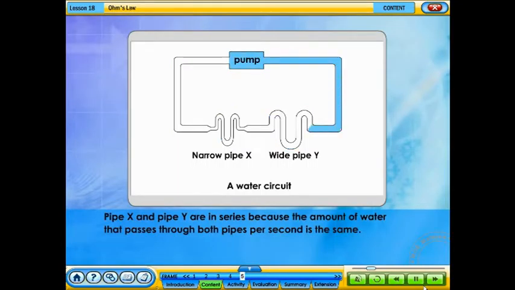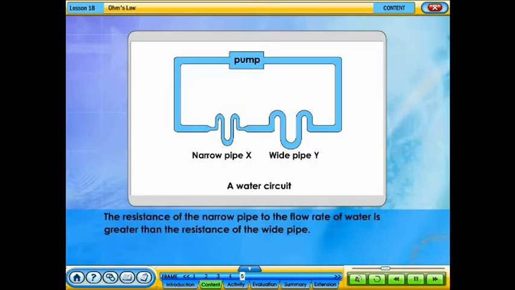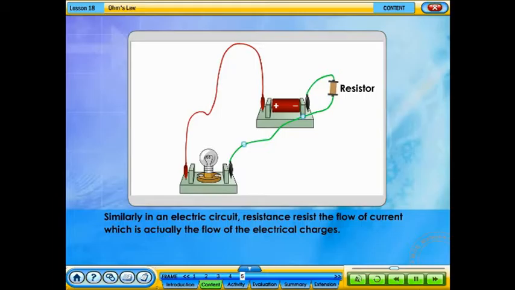Pipe X and pipe Y are in series because the amount of water that passes through both pipes per second is the same. Compare the narrow pipe X with the wide pipe Y. Which of the pipes has greater resistance to the flow rate of water? The resistance of the narrow pipe to the flow rate of water is greater than the resistance of the wide pipe. Similarly, in an electric circuit, resistance resists the flow of current, which is actually the flow of electrical charges.